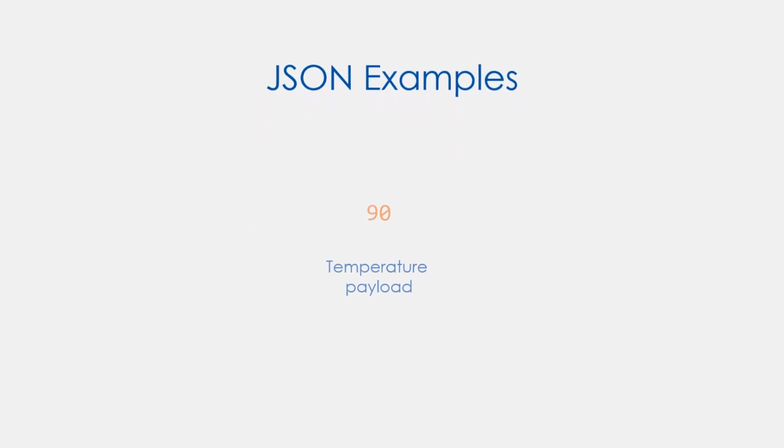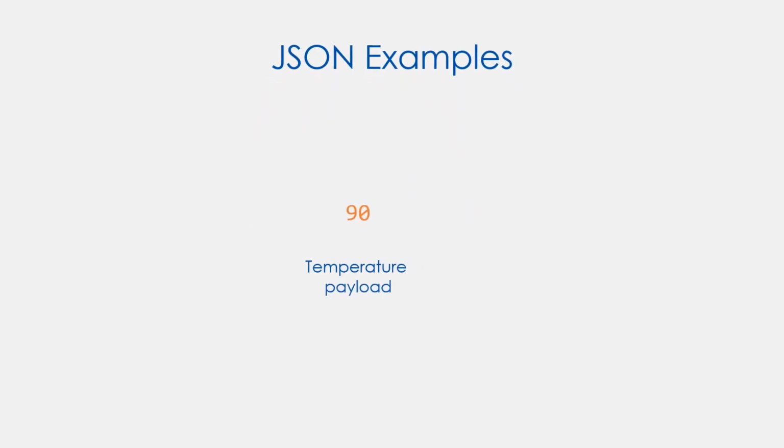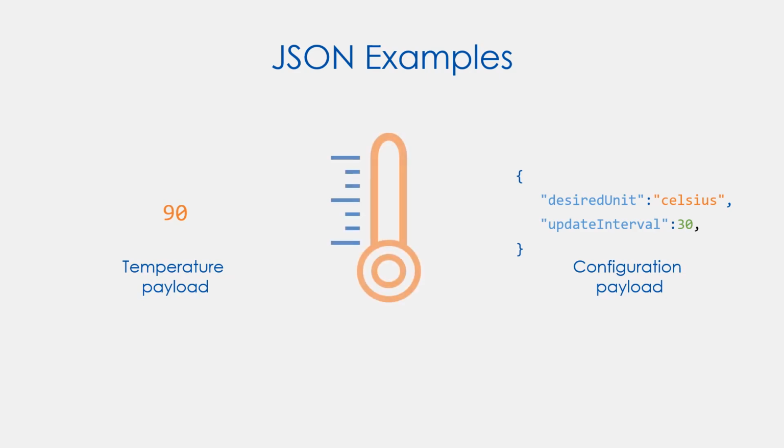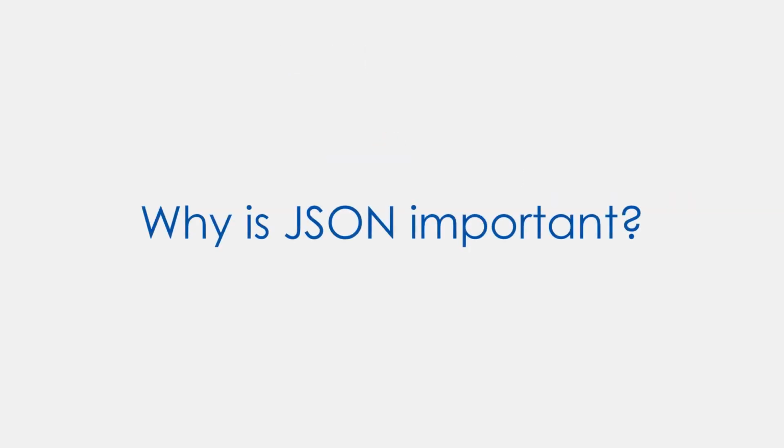This is a temperature payload, a single number. And this is a configuration payload. It is a JSON object consisting of key value pairs desired unit and update interval. The temperature payload is sent from the sensor and the configuration is sent to the sensor. In the next video series, we will talk in detail about JSON.